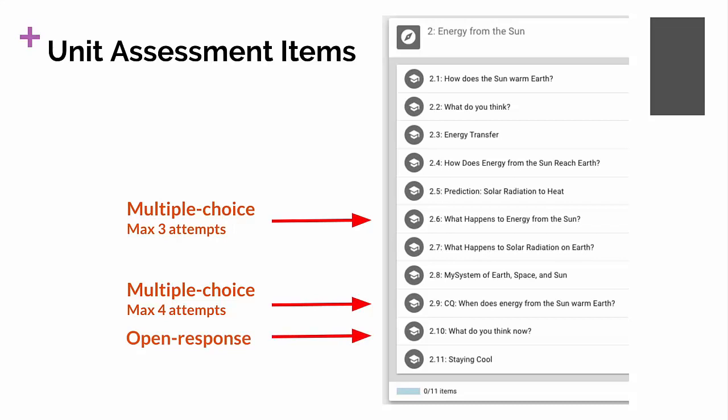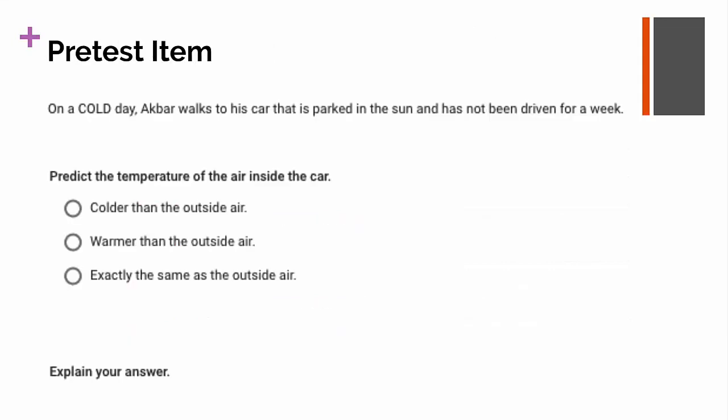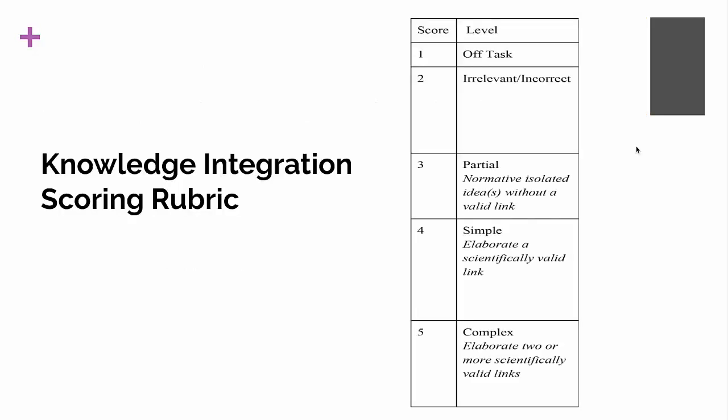For the first multiple choice item, the maximum number of attempts was set at 3, and for the second item, the number of attempts max was set at 4. After completing these distinguishing ideas steps, students would engage in a connecting ideas explanatory response where they would have to explain how the sun warms the earth. For the regression model, we also included a pretest item, which also related to this idea of the sun's warming effect. For those open response items, the one in the unit as well as the pretest item, we evaluated students' responses using a knowledge integration rubric, which prioritizes the links that students make between normative or conventional science ideas.